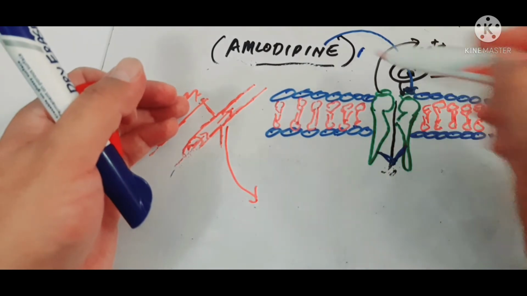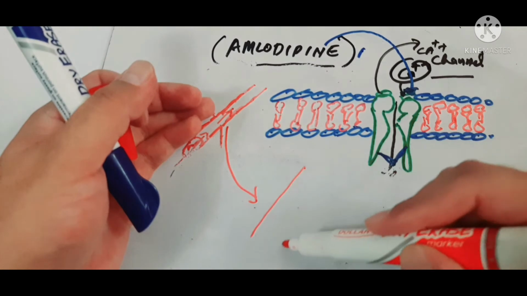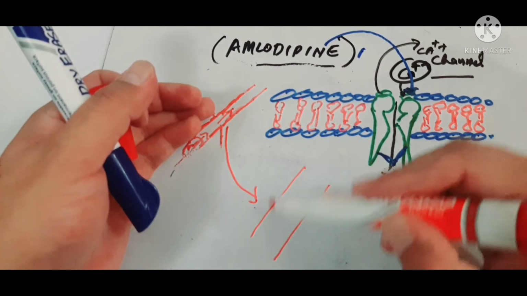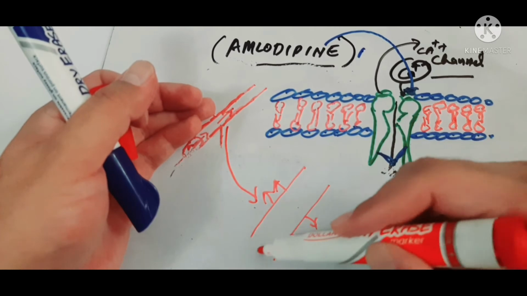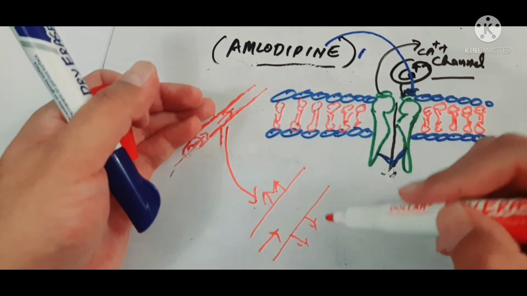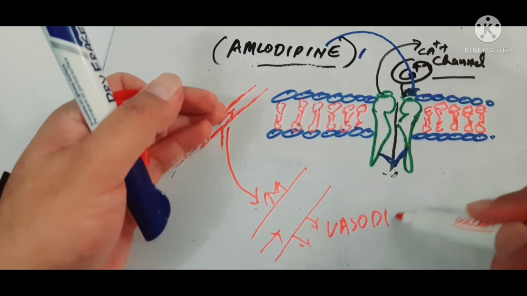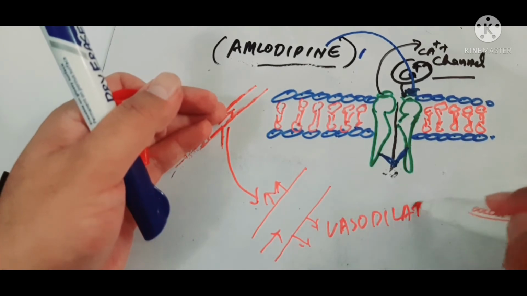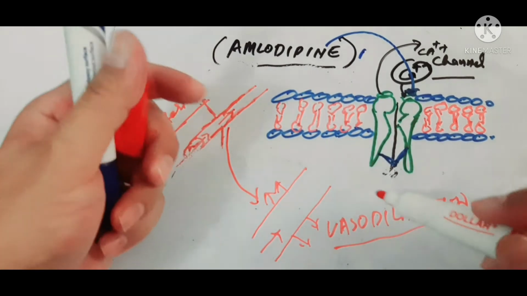So when the amlodipine combines here, what happens? There is dilatation of the blood vessels, and it is called vasodilatation. This is called vasodilatation, and in this mechanism the blood pressure decreases.